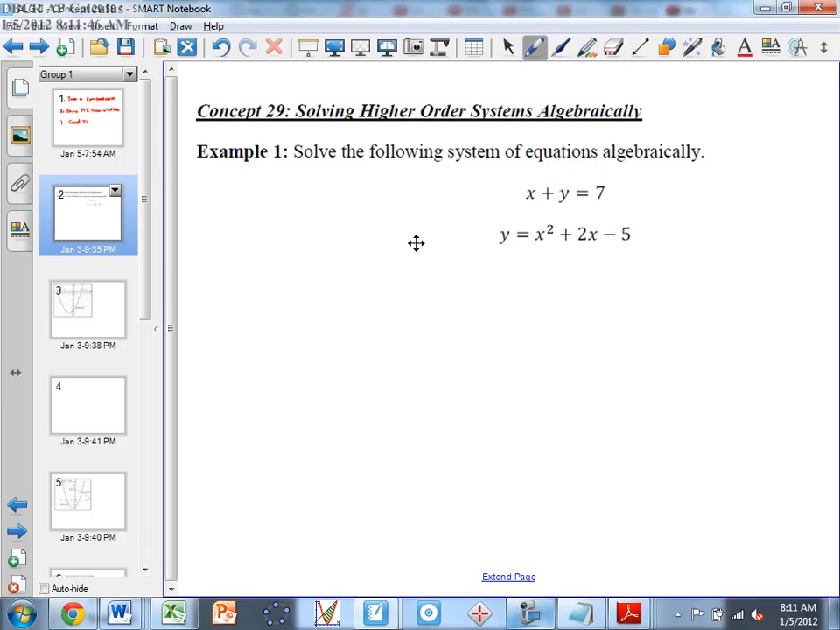Okay. The problem says, solve the following system of equations algebraically. Whenever you see algebraically, that really just means by hand, okay? By hand. So if it says solve these by graphing to find the intersection, that's your calculator. Or if it says solve these by using a graphing tool, that's your calculator again. But when it says algebraically, we need to solve this by hand. Now, there are several ways to actually solve this.